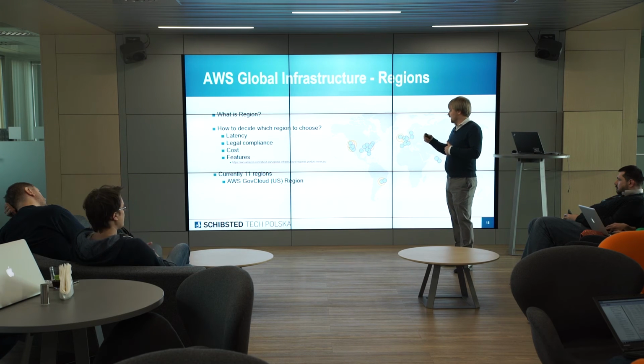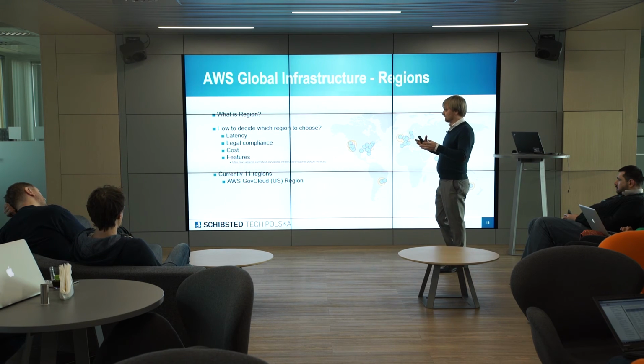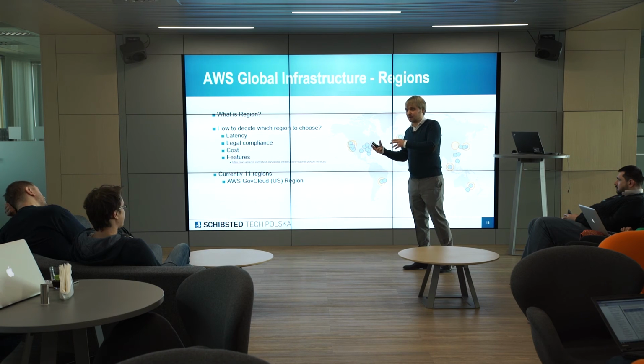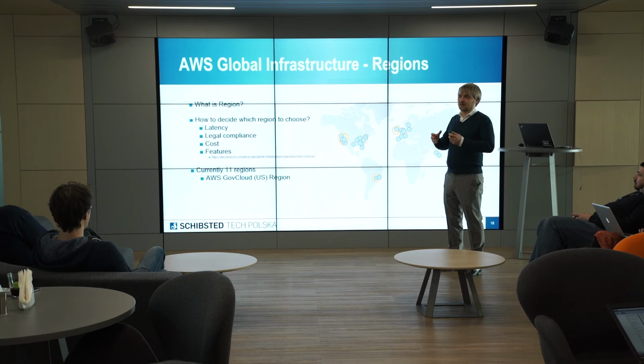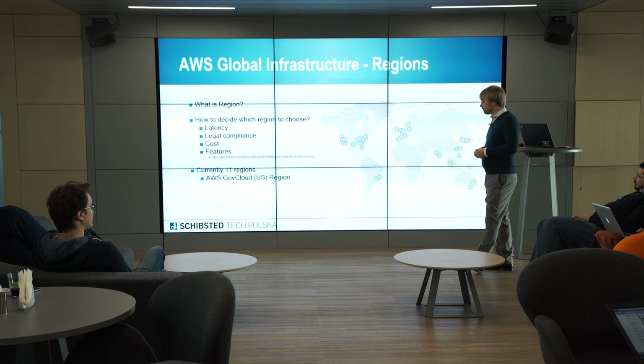So you may pay for a particular EC2 instance 12 cents per hour in the US and 13 cents per hour in Ireland. This depends on power costs and land costs, because Amazon data centers must be built somewhere. So this depends on the region. And features: some features available in one region may not be available in other regions. But looking at how these features appear in different regions, Amazon tends to have all features available in all regions.